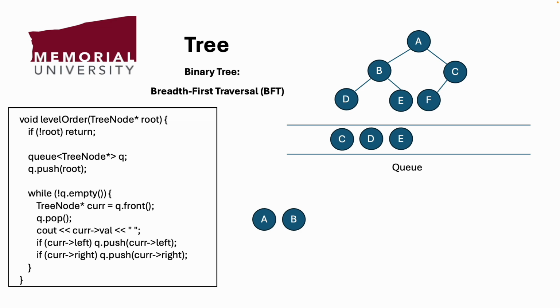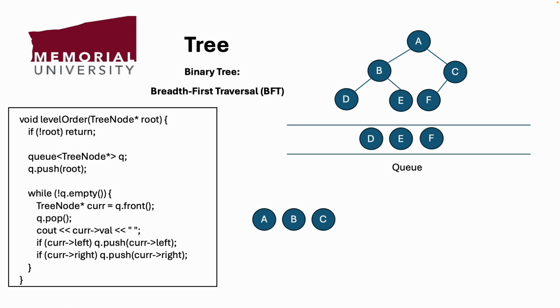Since the Q is not empty, the current node points to C. This C is the front node of the Q, and it's going to be popped. So C is popped and displayed here. And we check whether C has a left child. The left child is F, right? So we push the node F into the Q. But C doesn't have a right child. So this code now applies to C.